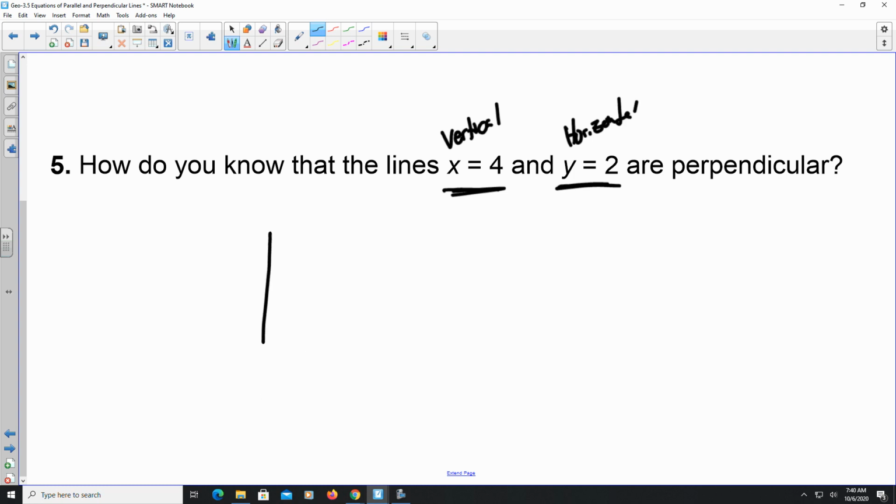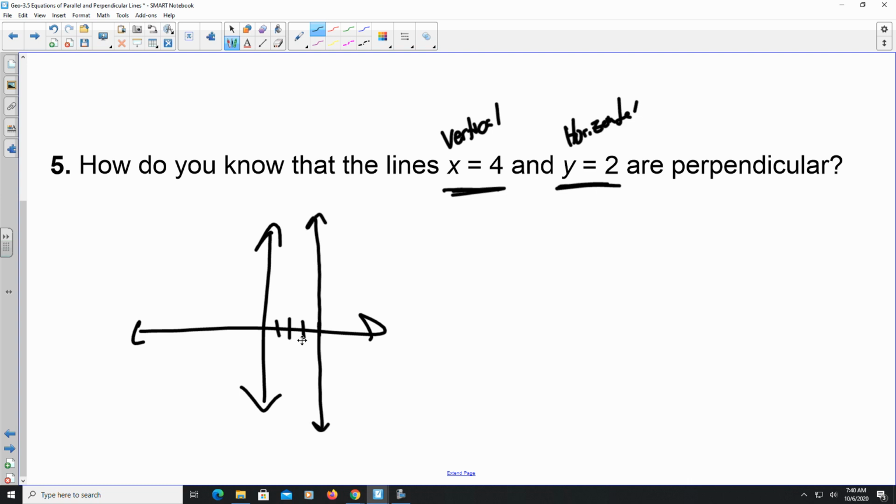If I were to look at this in a graph, x equals 4, so I'm going to go 1, 2, 3, 4. A vertical line goes up and down. So here is my vertical line. My horizontal line is at 2, 1, 2, and I draw it in like so. And these are, in fact, perpendicular lines.